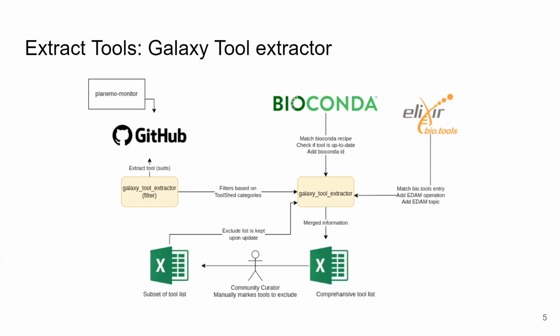Then, based on some filters, we aggregated that. We also queried Bioconda to see if the tools available in the Galaxy ecosystem are up to date with the latest version on Bioconda. We also looked at Elixir bio.tools, which is a registry of tools, to extract other metadata, for example EDAM annotations, so operations and topics. We created a script for that, and then we could filter it based on some criteria, for example the ToolShed categories, to get an idea of, hey, these are my tools for my community. So that was the first step that we did.